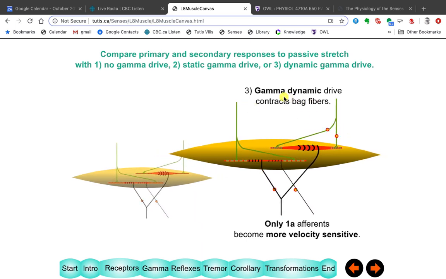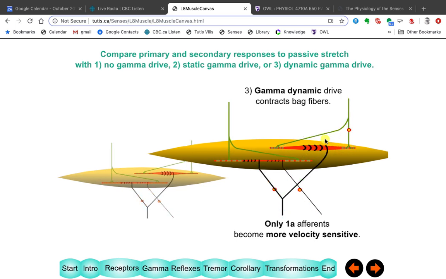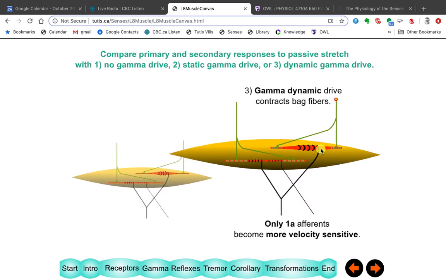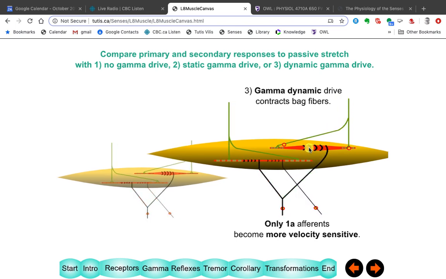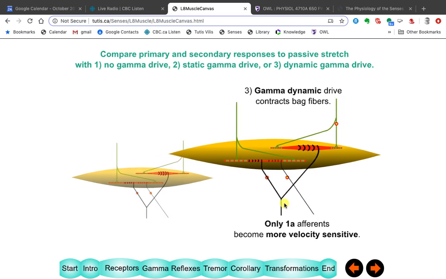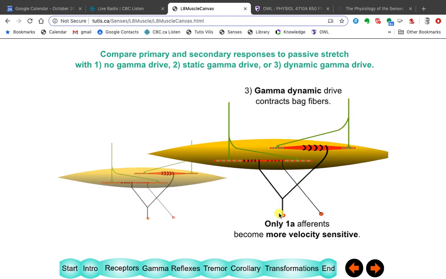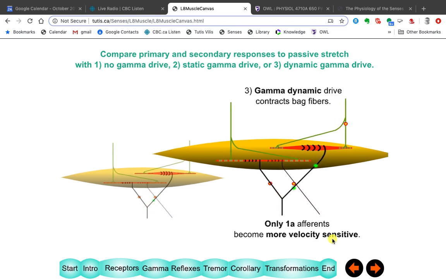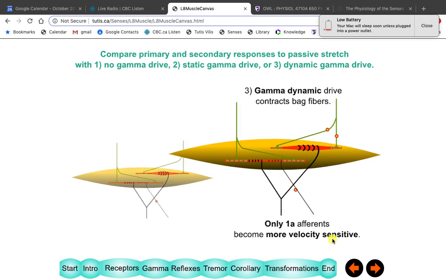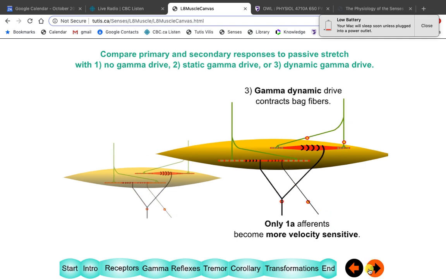If the gamma dynamic drive increases, it pulls on the bag fiber, making it more sensitive. And so the 1A fiber here, and only the 1A fiber here, becomes more velocity sensitive. So more sensitive to how the speed is increasing. There's no change coming from the secondaries.